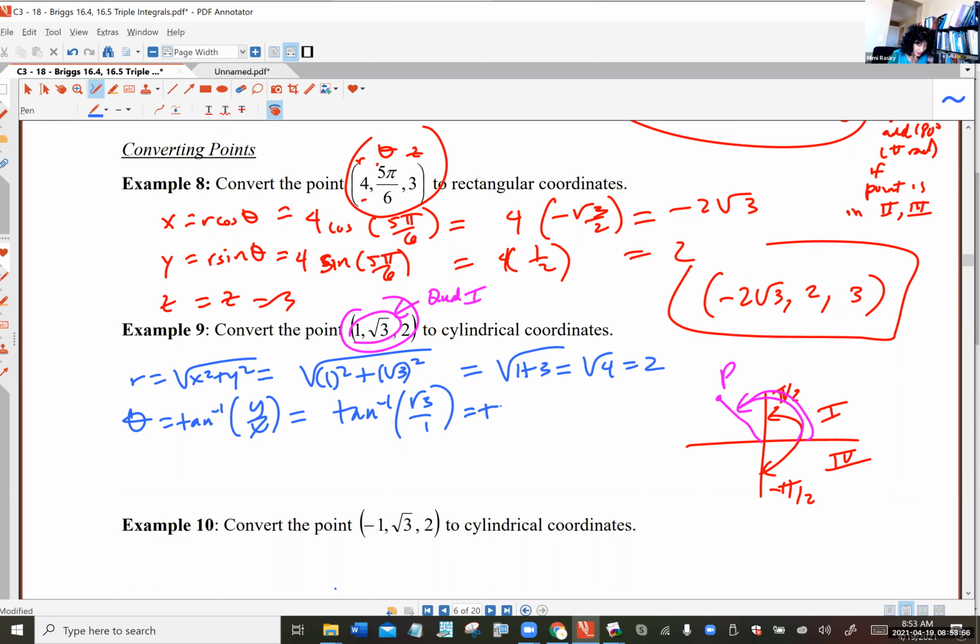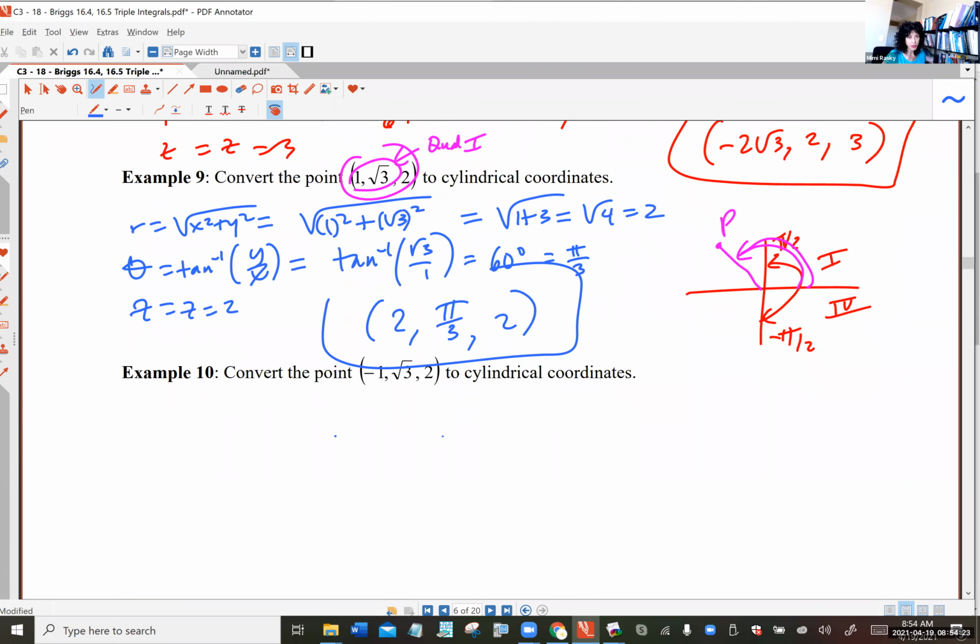A common student error is to do that fraction upside down. And if you can use your graphing calculator on this one, because it turns out to be a nice one, use it in degrees, and you can calculate 60 degrees, which is the correct angle. That's pi thirds. And then z is just z, which is just 2. So the final answer here for cylindrical coordinates is (2, pi thirds, 2). And we're done. There's your answer.